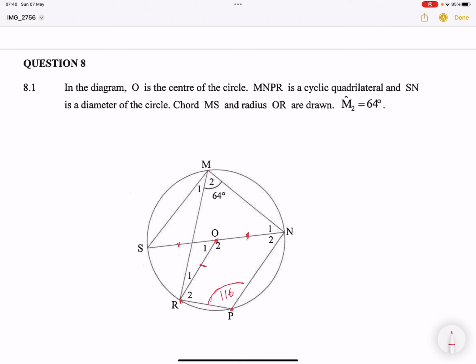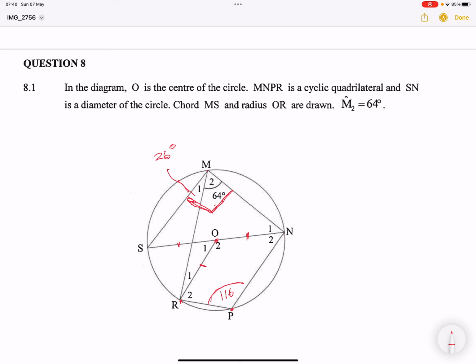And then what else do I see there? They say SN is a diameter of the circle. Oh, beautiful, because that makes this entire angle equal to 90 degrees. Remember, that's angle at semicircle. So if that's 64 and that entire angle is 90, it makes the angle M1 90 minus 64. That should be 26 degrees.